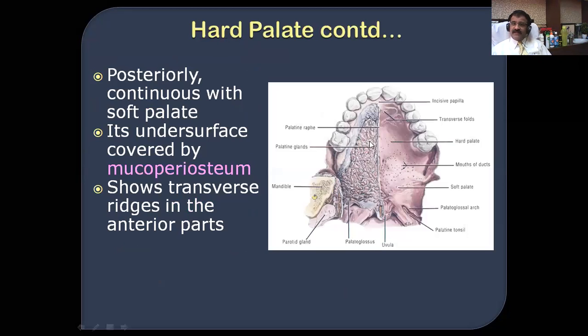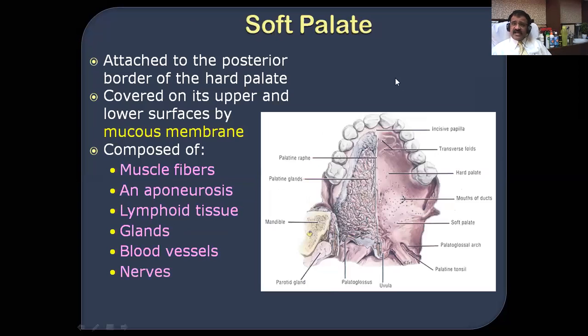So in the backside portion of hard palate there is a soft palate. Its under surface is covered by the mucoperiosteum. So in the hard palate, below the bone there is mucoperiosteum, and it shows transverse ridges in the anterior parts. Now soft palate. It is attached to the posterior border of the hard palate. Here you can see hard palate has ended and soft palate has started.